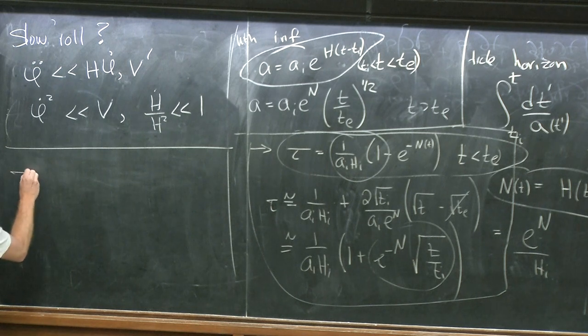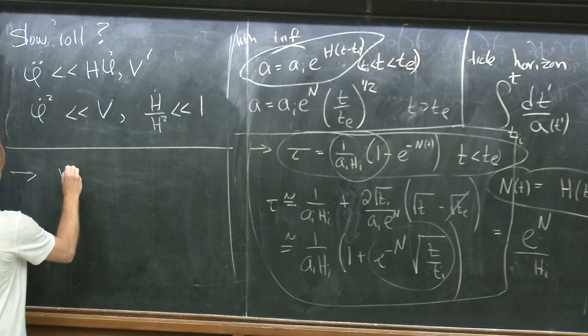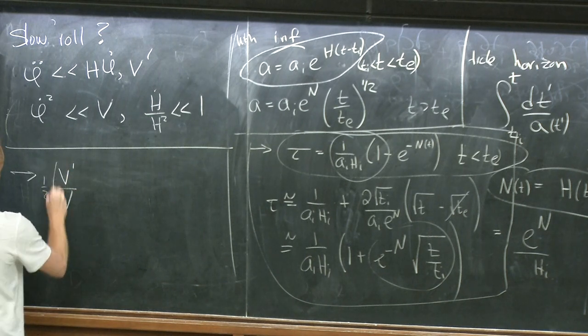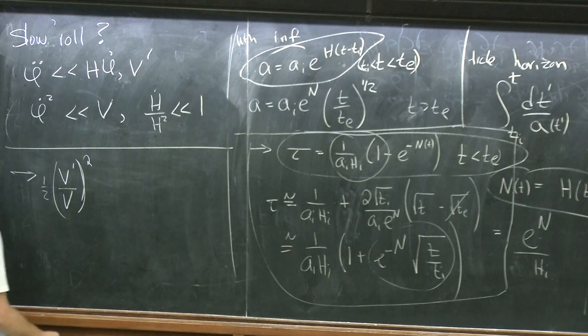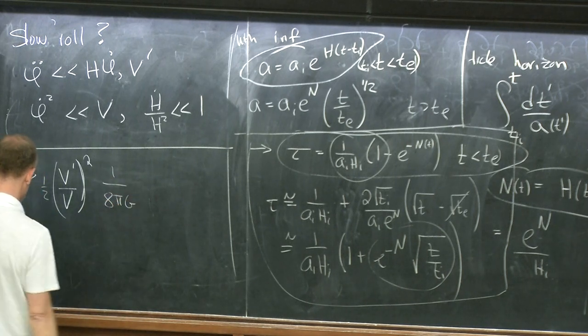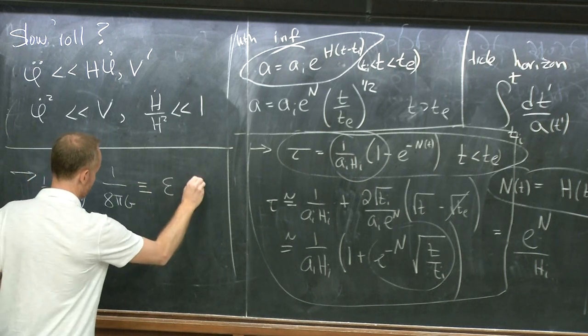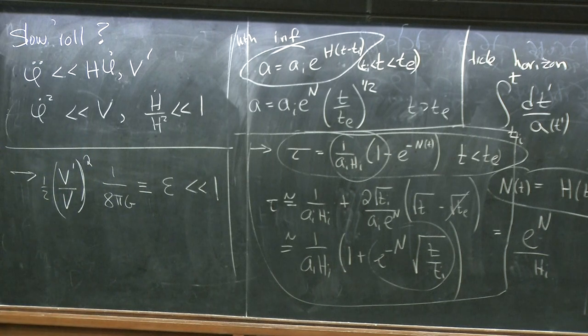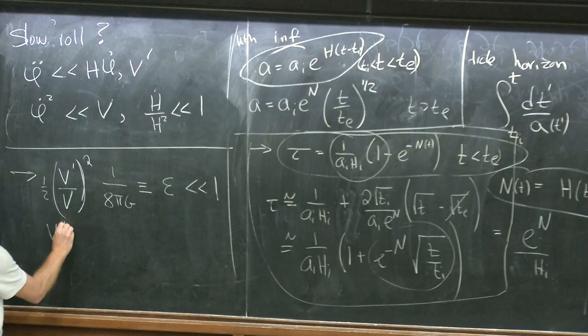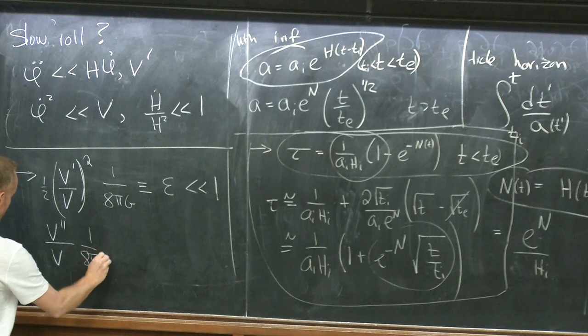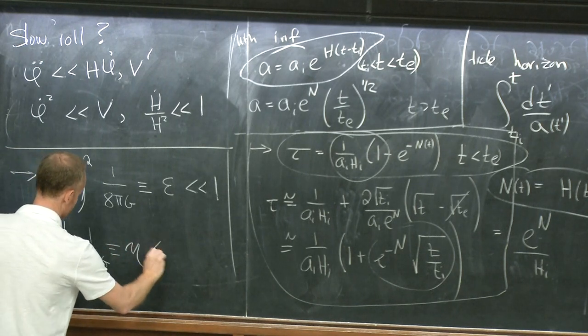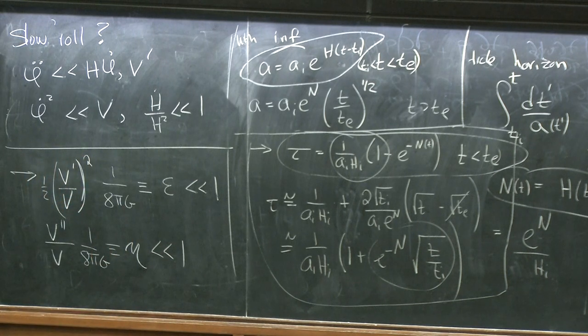What you end up finding, for all these things to be true, is that you need V prime over V squared, times 1 over 16 pi G, to be much less than 1. This thing is usually defined to be epsilon. It's dimensionless. You also need V double prime over V, times 1 over 8 pi G. This is defined to be eta, and you also need this to be much less than 1. So if both of these quantities are small, then all these things can be true. There exists a solution where all these things are true.